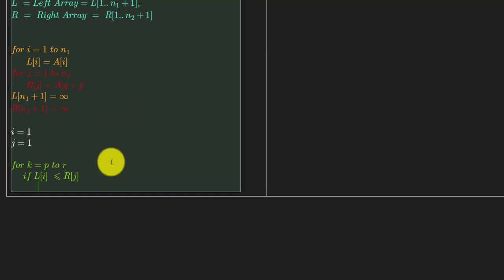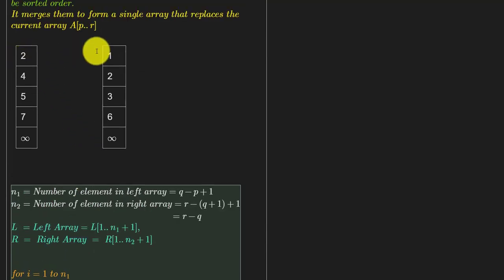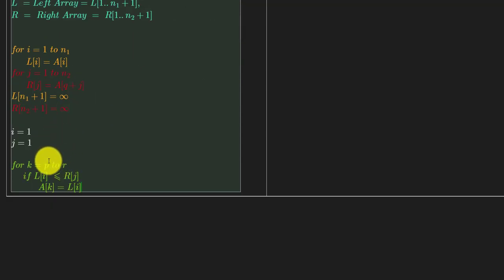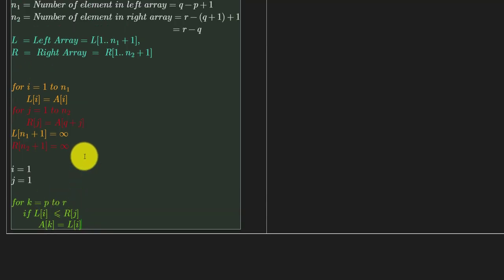So we will write A[k] equals, sorry, it will be capital L, the left-hand array L[i]. Because between these two elements, if this one is smaller, this one will be the first element of A, right? If I talk about the first one, it will be the first; if I talk about the second one, it will be the second. So we are basically replacing that element of A with that element of the left-hand array.